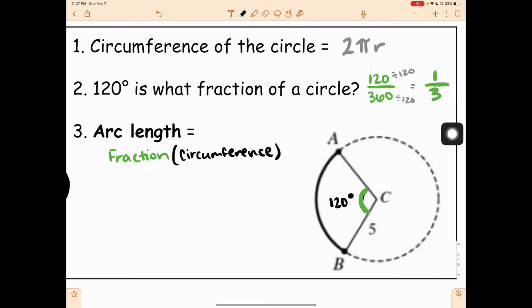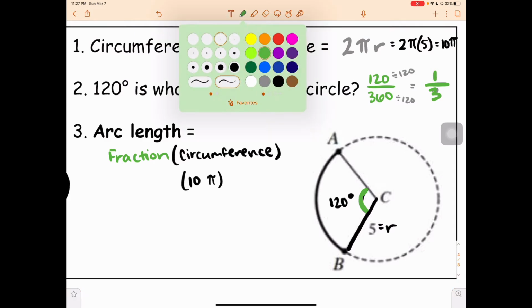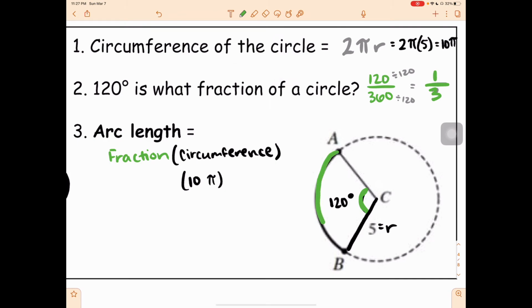Okay, so we need to find the circumference. So it looks like my radius right here is 5. That is my radius. So the circumference is 2 times pi times 5, which is just 10 pi. You always want to put the number in front of the pi. There we go, 10 pi. So that is my circumference. And my fraction of the sector of this arc here, so this is the arc that we're finding the length of, that's only 1/3 of the circle. So this is going to be 1/3 times 10 pi.